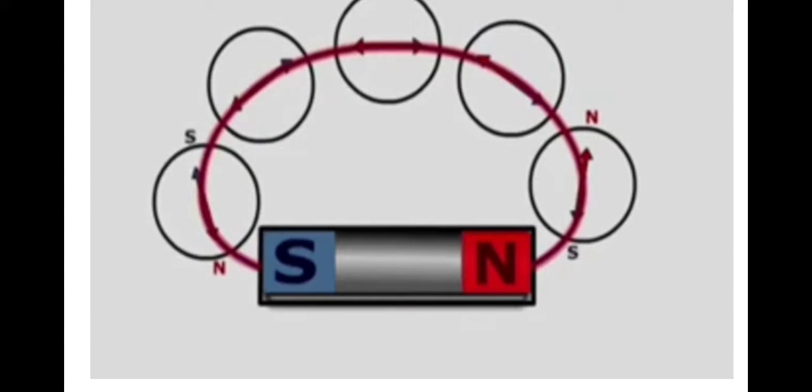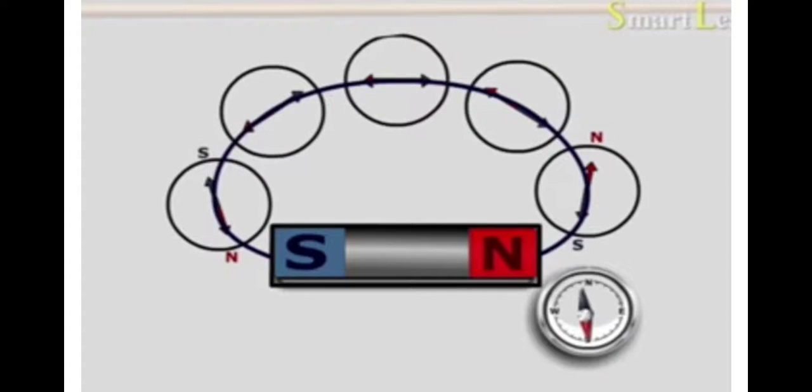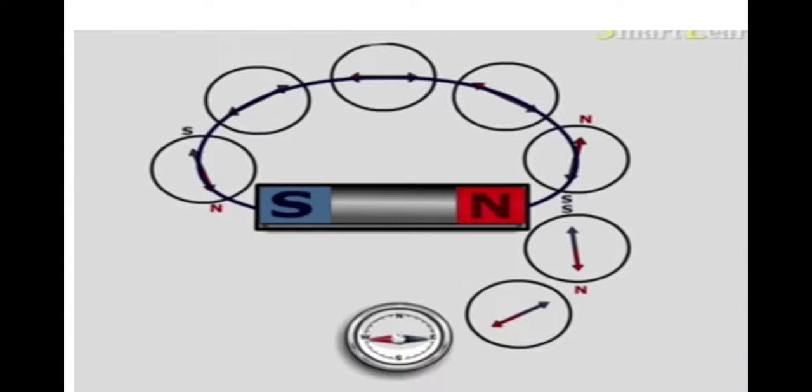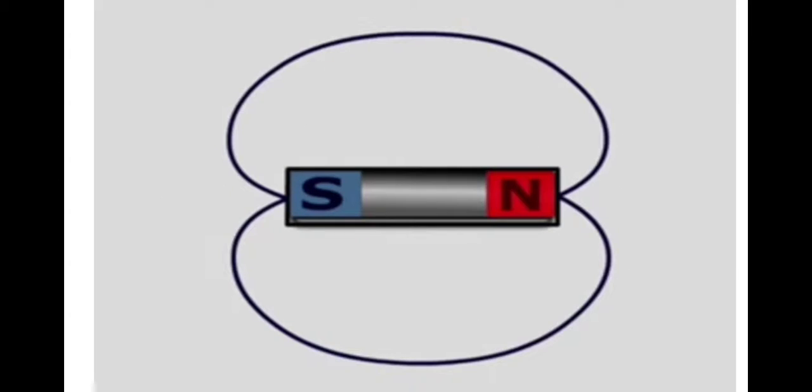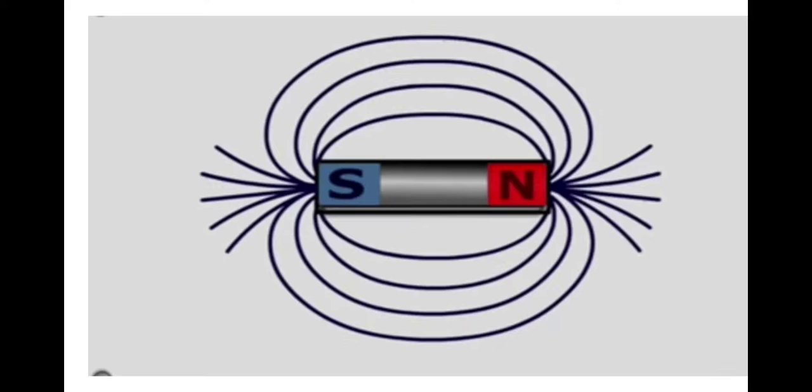Join the points marked on the paper by a smooth curve. This curve represents a field line. Repeat the same procedure and draw as many lines as you can below and above the magnet. You will get a pattern of lines. These lines represent the magnetic field around the magnet. These are known as magnetic field lines.